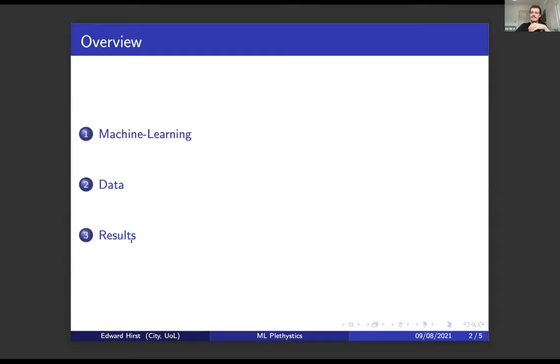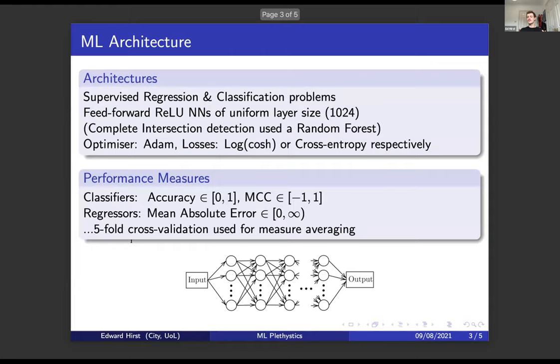So to get going with that first of three slides, what architectures were we using for this machine learning? Well, we've structured the problems that we looked at as supervised problems, which are possibly the most standard or commonly used style of machine learning problem. And in that, we also used a very standard structure. We used feed-forward neural networks with uniform layer sizes and ReLU activation. So in many senses, we used the most standard or simple machine learning architecture. And that's also what makes the results impressive, that with such a simple structure, we can still get some good results.